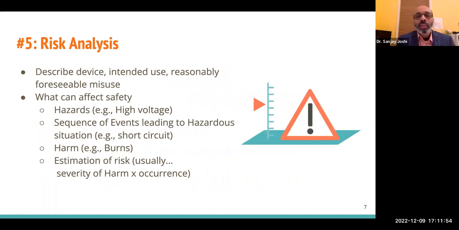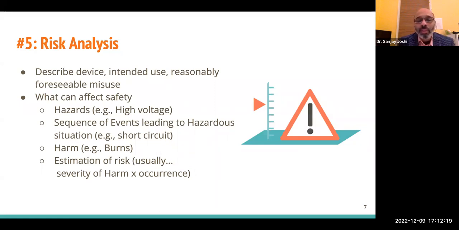So the bulk of the standard is about risk analysis, and it always starts with a description of the device. What does the device do? What are the intended uses? What are the foreseeable misuses? And then it gets into what can affect safety. So there are different kinds of hazards. One example is high voltage, especially AC voltage, 110 volts to 220 volts.